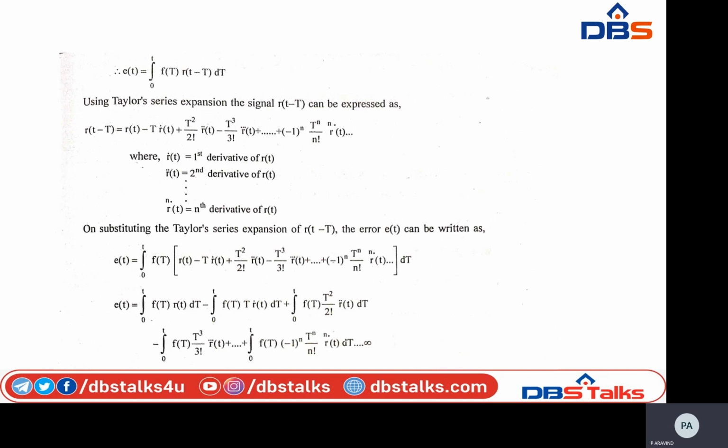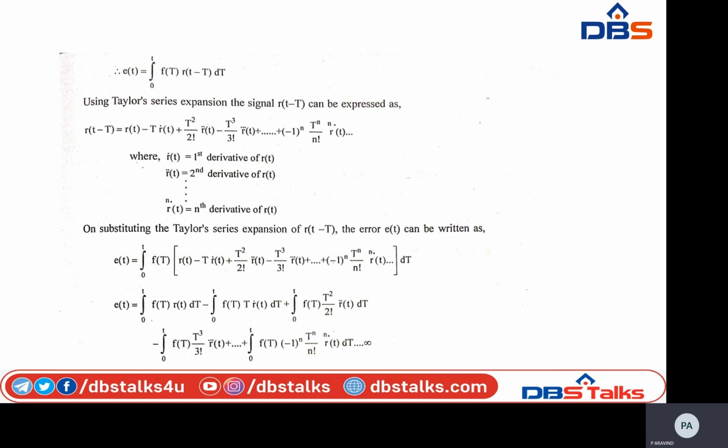So we have e of t equal to integration of 0 to t of f of T into, replace r of (t - T) by its Taylor series expansion term, that is r of t minus T into r of t with a dot plus T square by 2 factorial r of t with 2 dots minus T cube by 3 factorial r of t with 3 dots and so on. Okay.